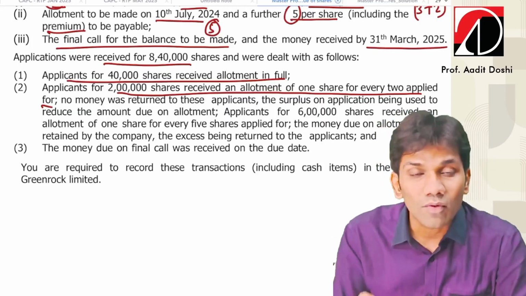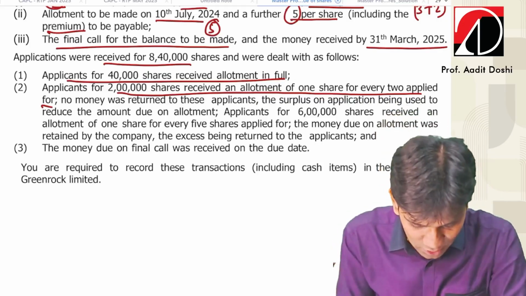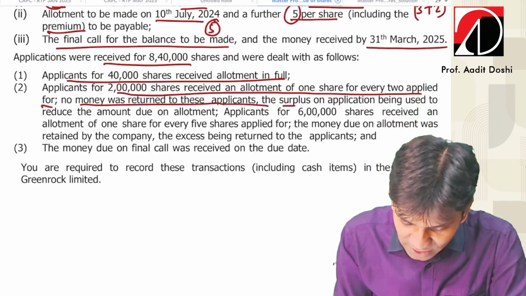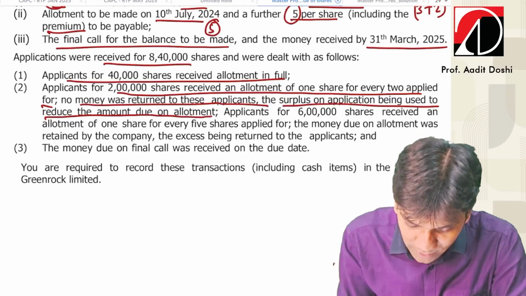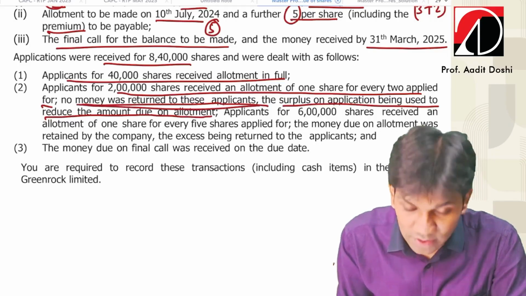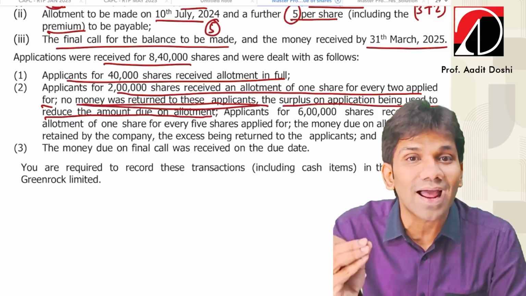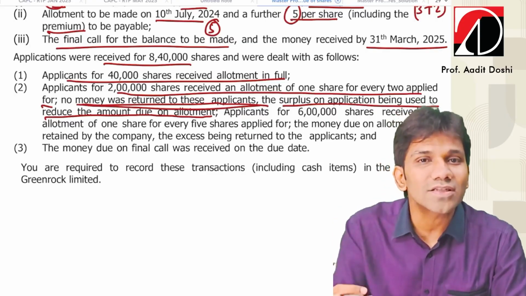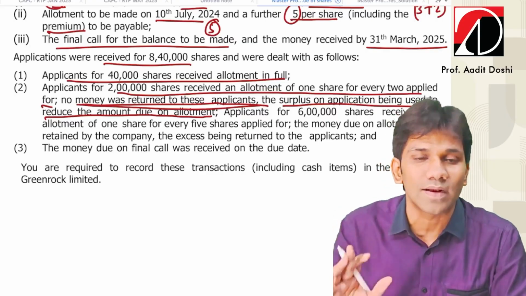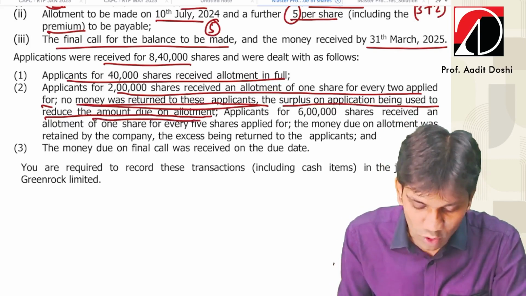Okay. So 1 lakh extra application the company has. No money was returned to these applicants. Surplus on application being used to reduce the amount due on allotment. No money was returned to these applicants. Means we did not refund the extra application money. The extra money which the company collected was utilized to adjust with allotment. It's written here to reduce the amount due on allotment.